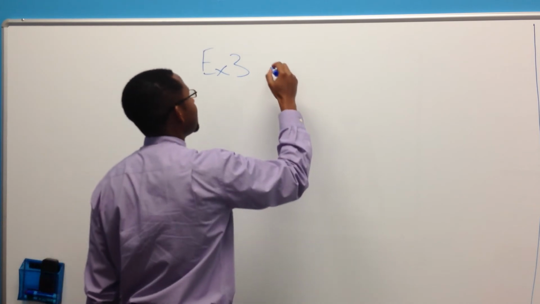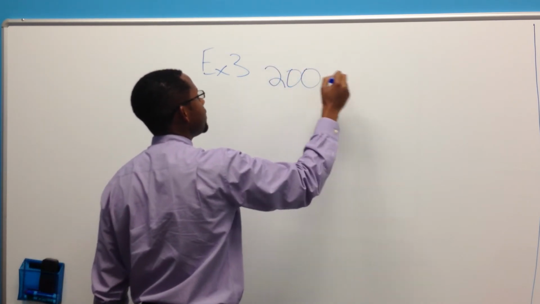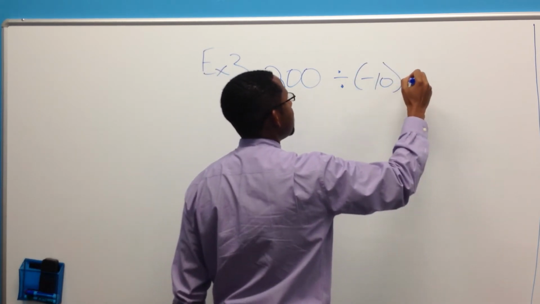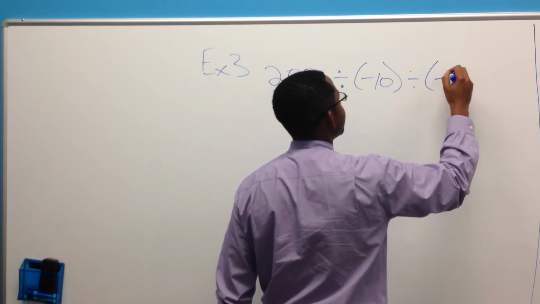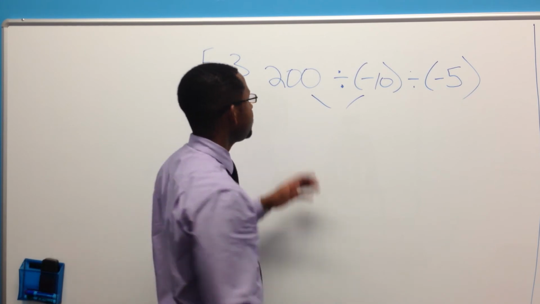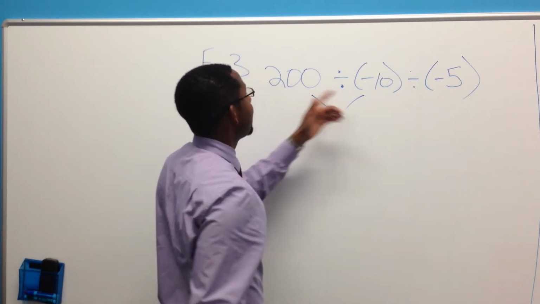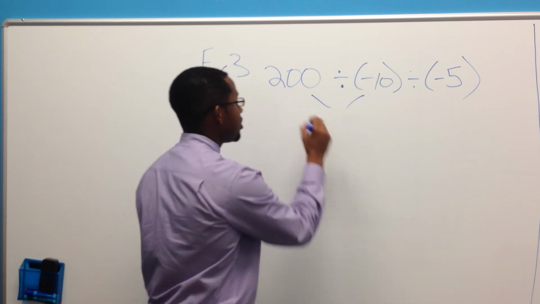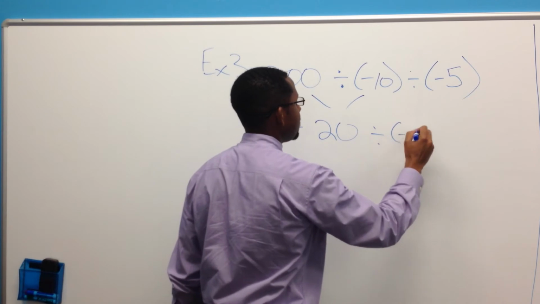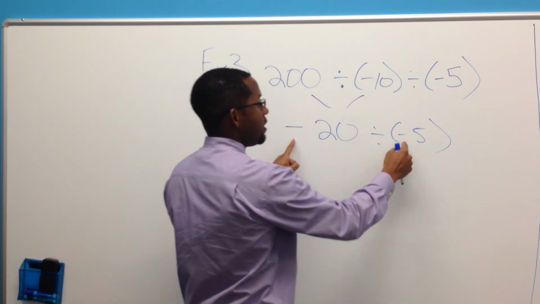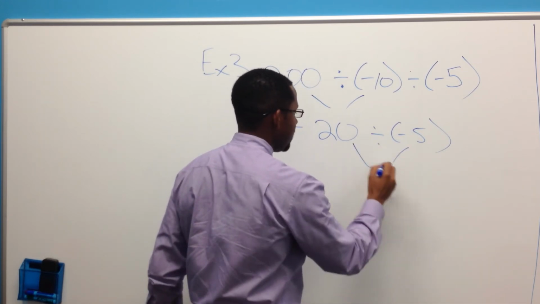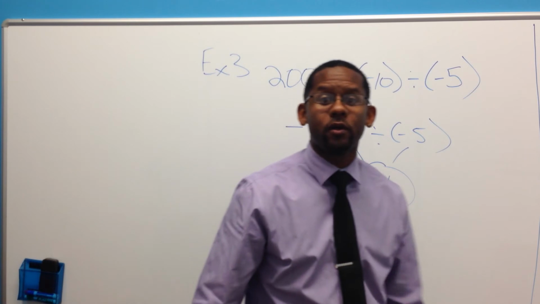Let's go to example 3. It says 200 divided by -10 divided by -5. Let me follow my order of operations. So I start here. 200 divided by -10. My signs are different, so my answer is negative. 200 divided by 10 is 20. Now I have 20 divided by -5. My signs are now the same, so my answer is positive. 20 divided by 5 is 4.